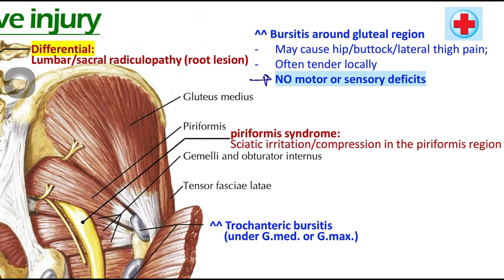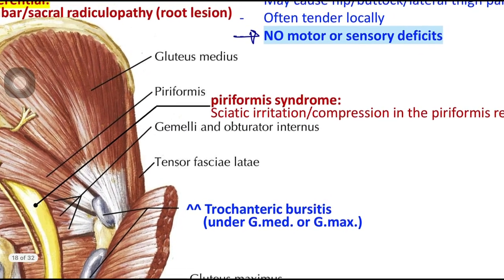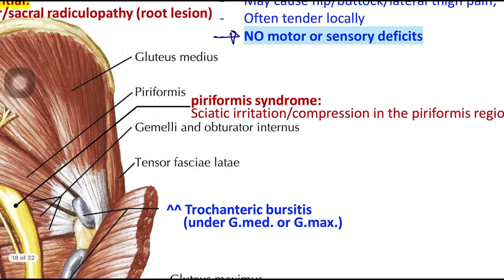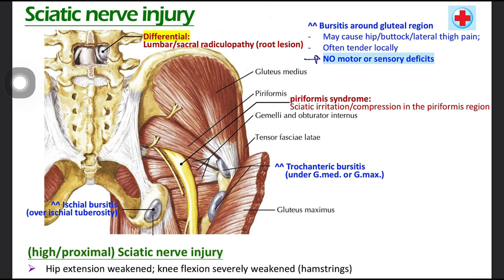Now for this one, as I said, the piriformis can get bigger in size. So it may irritate the sciatic nerve or compress it. But usually this would give sciatica-like symptoms, okay?